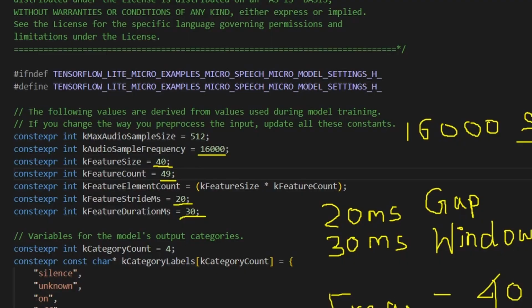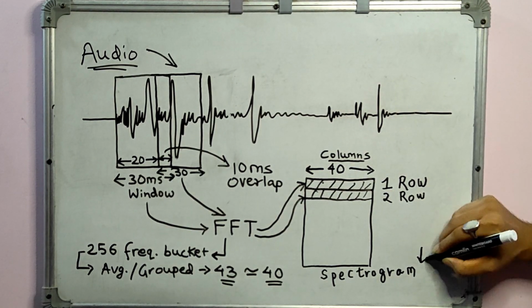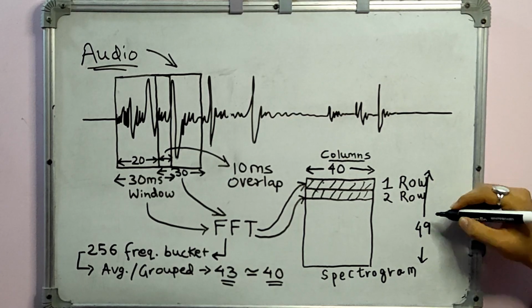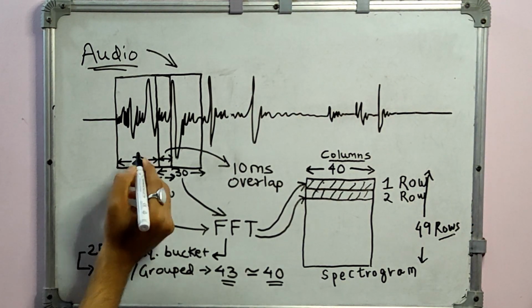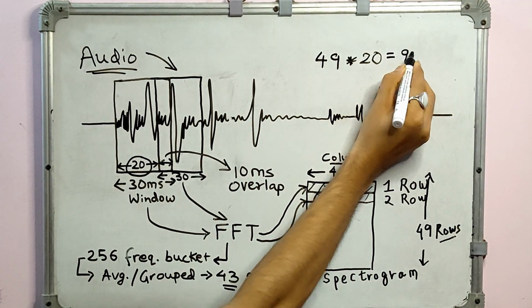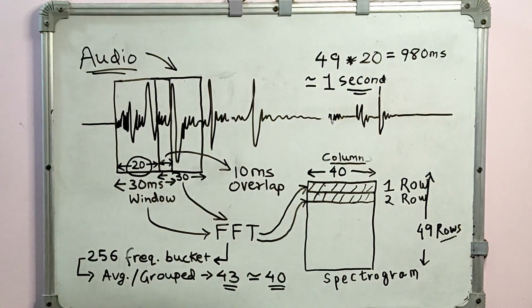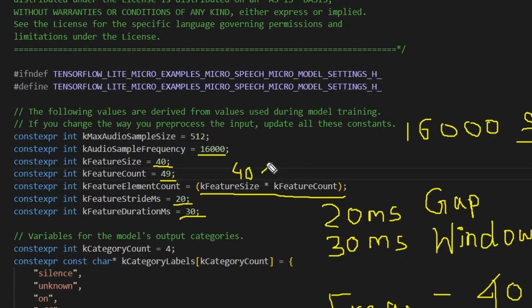Next is feature count, which is 49, and this is the number of rows in our spectrogram. So we are essentially capturing 49 time slices of audio. If you multiply 49 by the stride duration of 20 millisecond, you get 980 millisecond, which is roughly 1 second of audio data being analyzed at a time. Then we have feature element count, which is simply rows multiplied by columns. 49 cross 40 gives us 1960 total elements in the spectrogram.